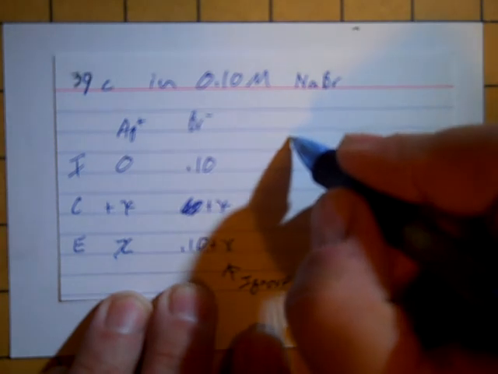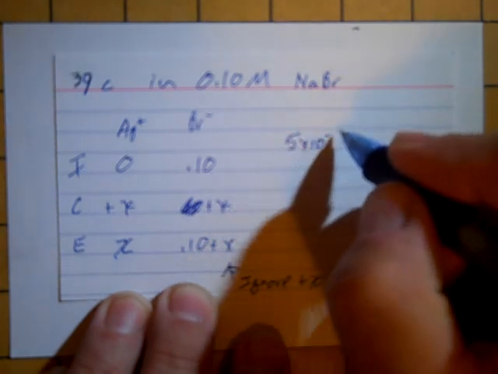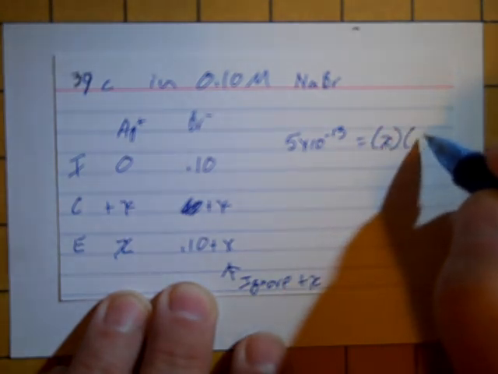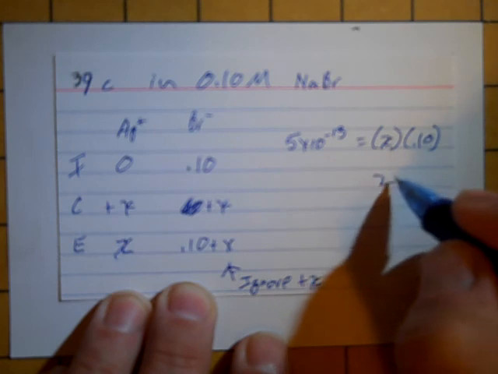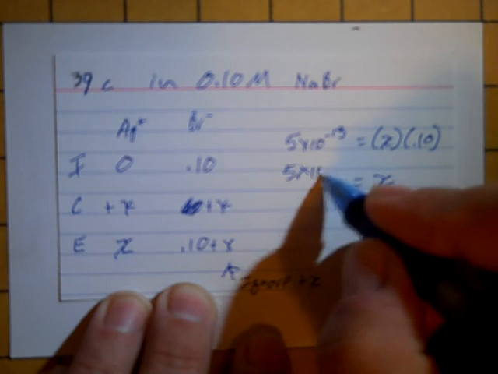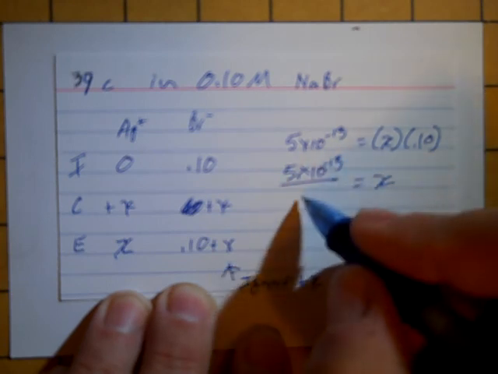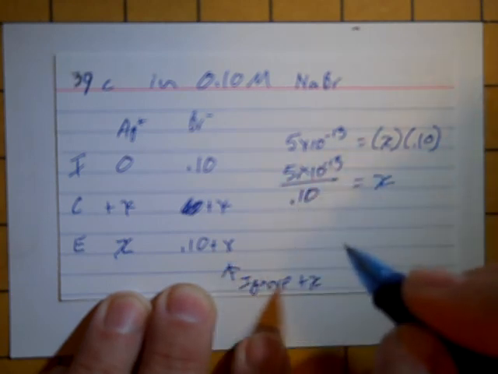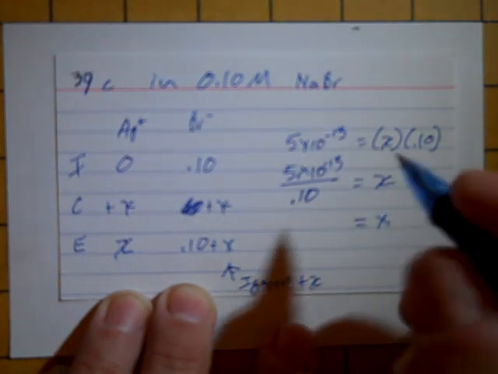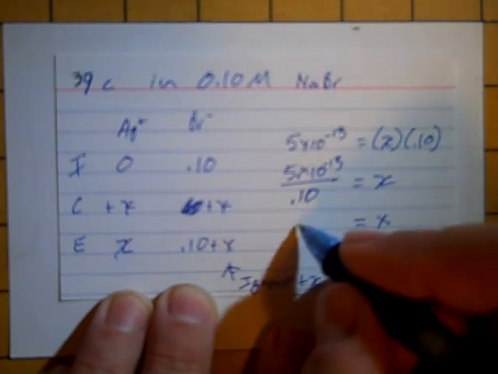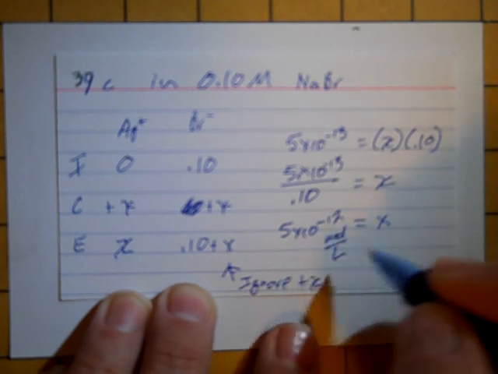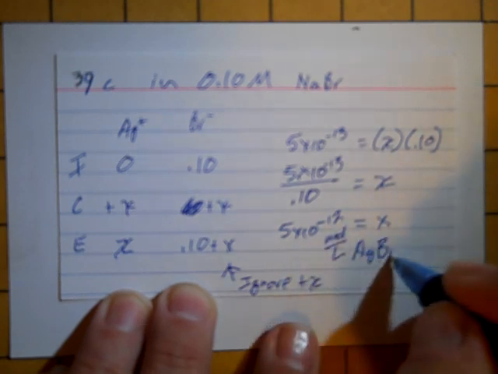So, just like the other one, 5 times 10 to the minus 13, our KSP is going to equal x times 0.10. x is going to equal the KSP divided by the concentration of bromide. And in this case, x equals 5 times 10 to the minus 12 moles per liter of silver bromide.